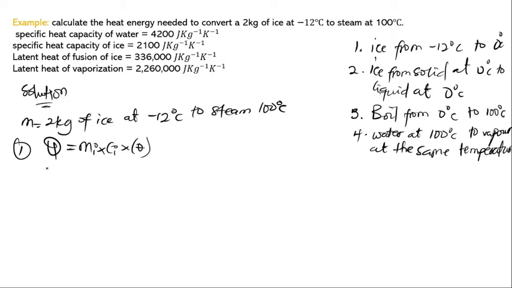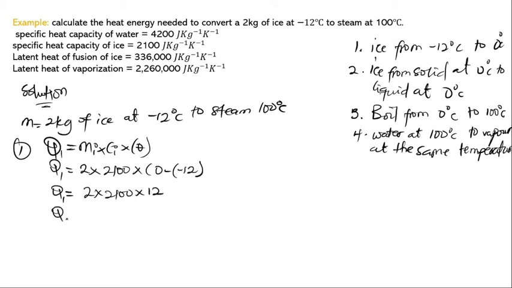All right, so let me use Q1 for the heat energy here. The mass of the ice we are given is 2. The specific heat capacity of ice is given to us as 2100 joules per kilogram per Kelvin. And the temperature change is from negative 12 to 0. In terms of numbers, 0 is bigger than negative 12, so we have the higher temperature, 0, minus negative 12. So our heat energy becomes 2 multiplied by 2100 multiplied by 12, since this becomes positive.